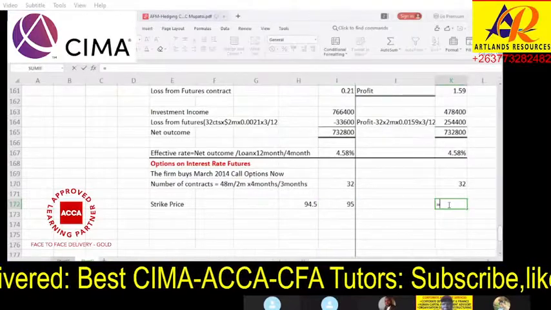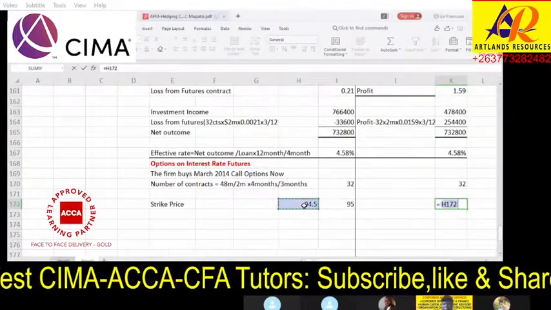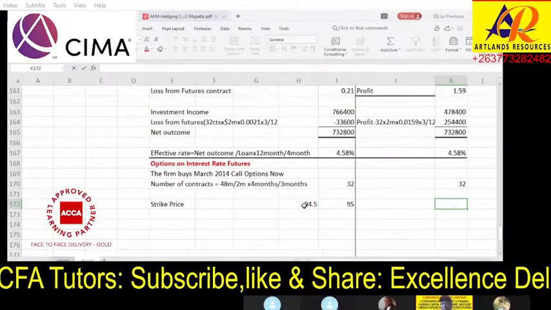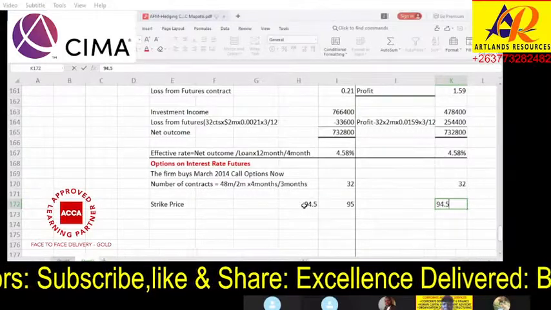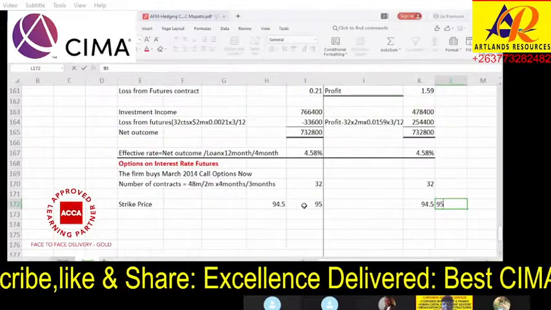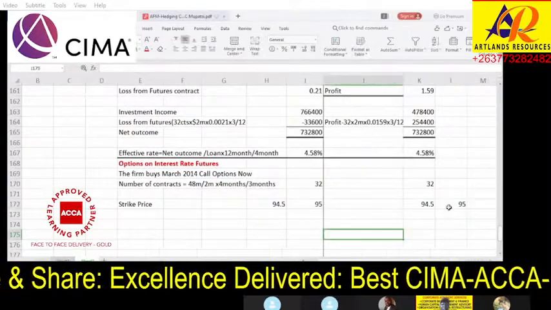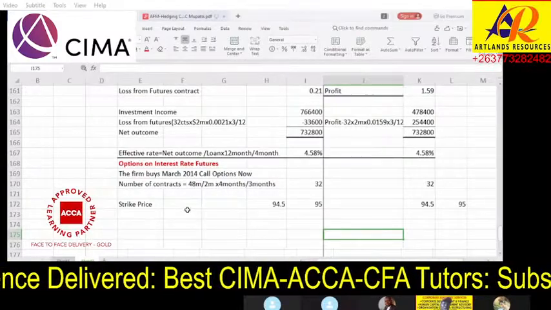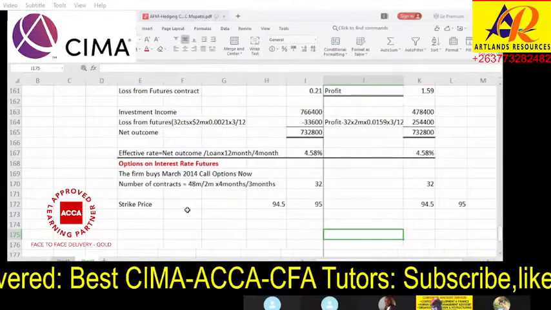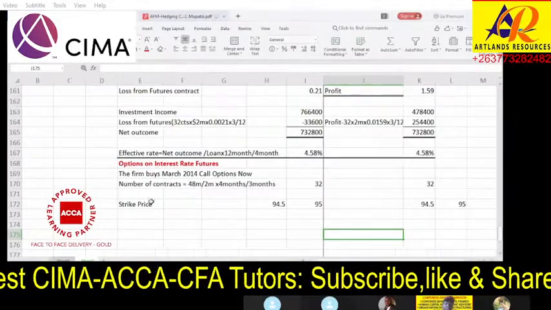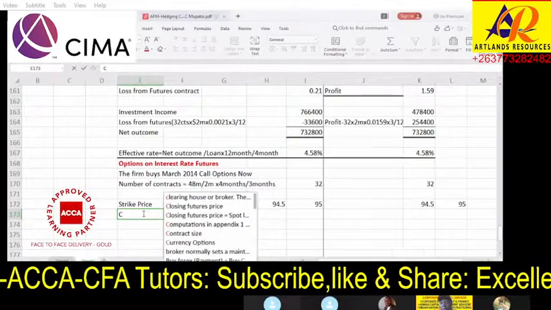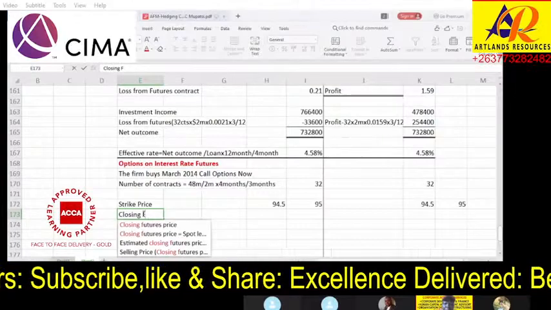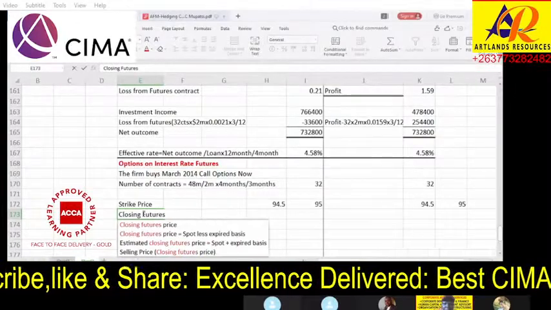So it's 94.5 and 95. These are the two strike prices. You can see them side by side. But remember, it's options on interest rate futures, meaning you have a choice to lend money at these rates or to go to the options. This is happening on 1 February. So you say closing futures price.